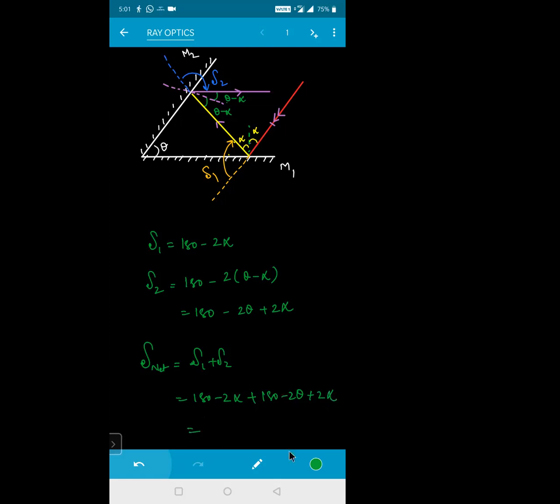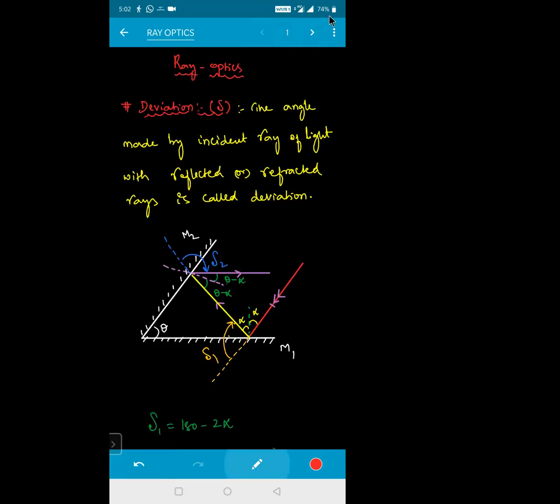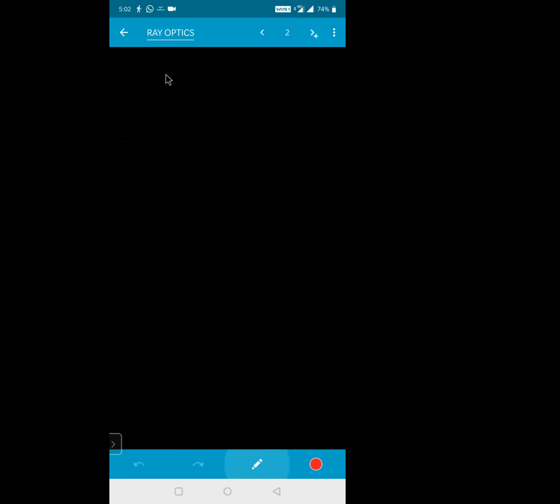Isn't it? So something is getting cancelled in this one, you see? 2 alpha and 2 alpha will get cancelled. 180 plus 180 will become how much? 360 minus 2 theta. This will be equal to tau net. Clear? So separately we have to check both of them, check the deviations right now, and then we have to add both of them. If they are in the same direction, add them. If they are in opposite directions, subtract.